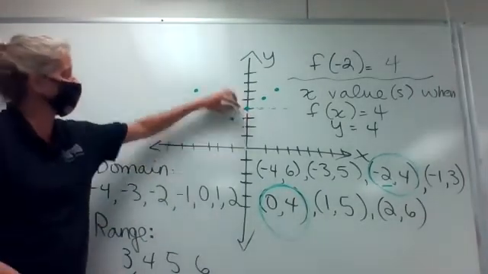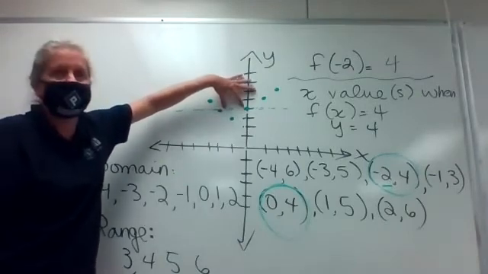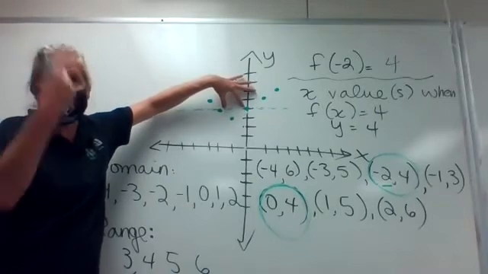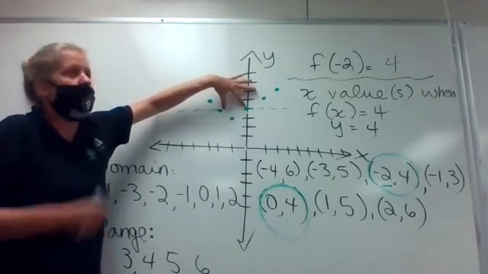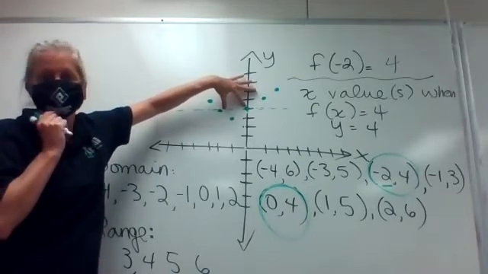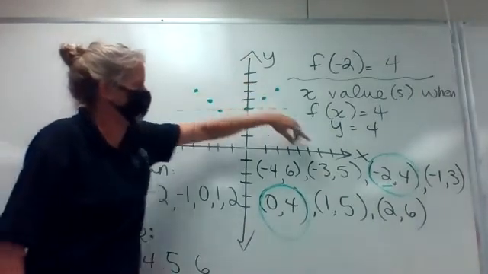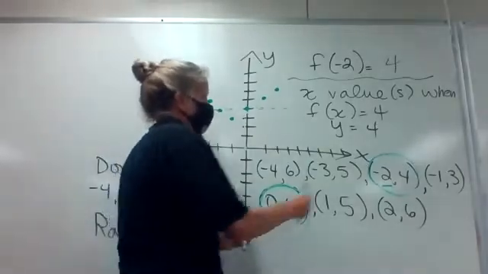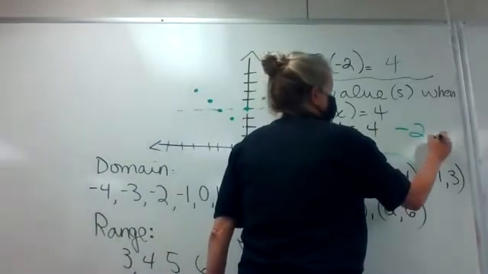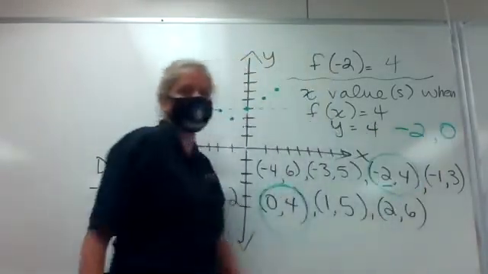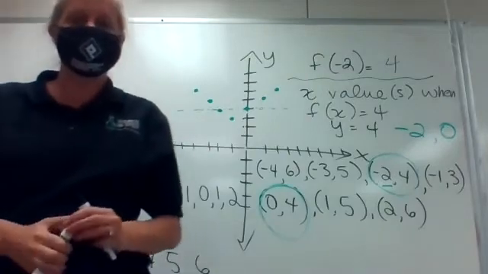Just like the picture shows, both of these points are up 4, right? If you're up 4, that means your Y coordinate's 4. So what are the X's that go with them? -2 and 0 are the 2 points where the Y coordinate is 4.